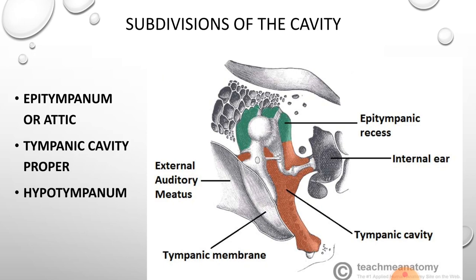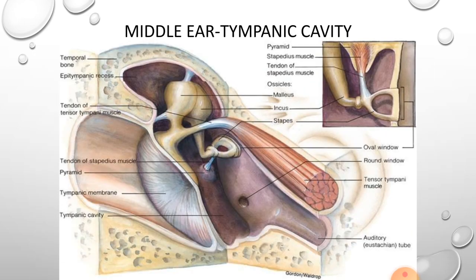Now, talking about the subdivisions of this cavity, the middle ear cavity, because I just showed you where this cavity is located, you can see easily that the lateral wall of this cavity, let us go to the previous slide, this one. As you can see, the lateral wall of this cavity is formed by the tympanic membrane, okay, and there are certain contents of this cavity that we're going to discuss in the next slides.